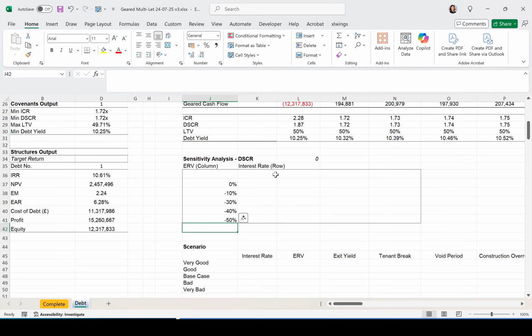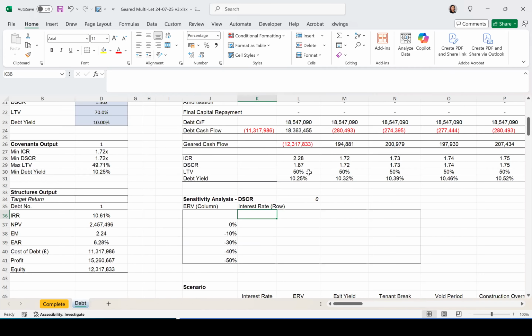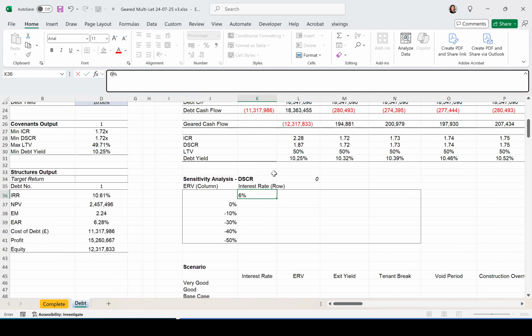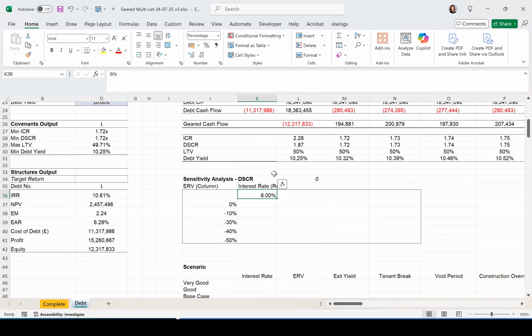And then here, my interest rate. My base case is 6%. And then you say, what happens if it is 7? I can highlight both and continue with 7, 8, and 10. Okay, so that's what we call a sensitivity table.